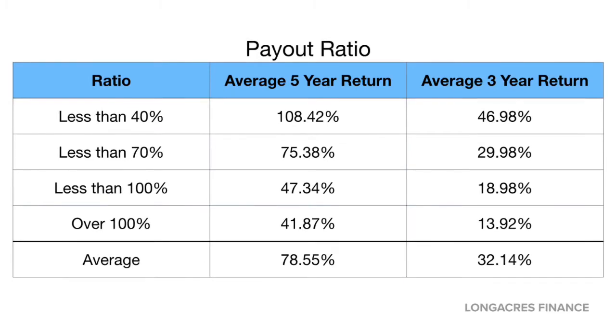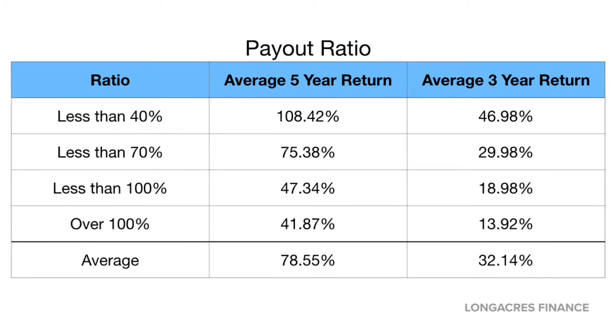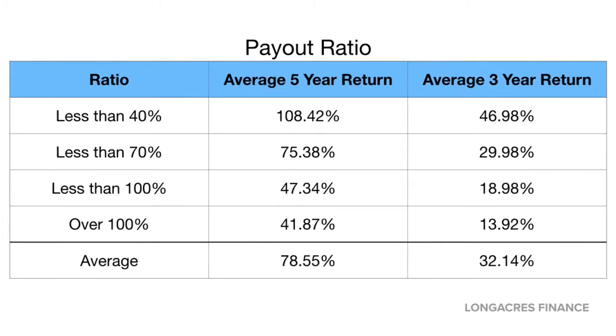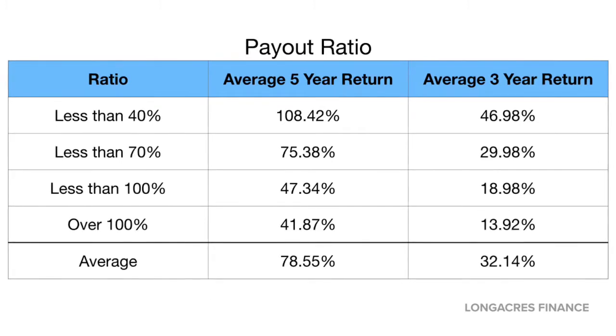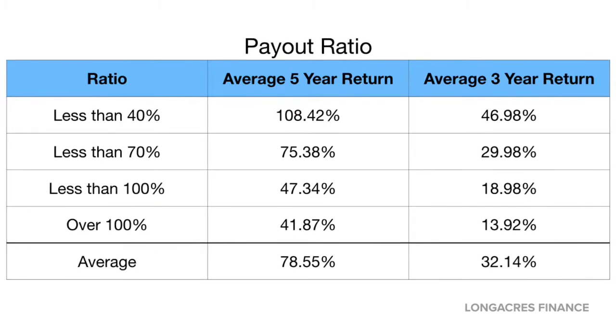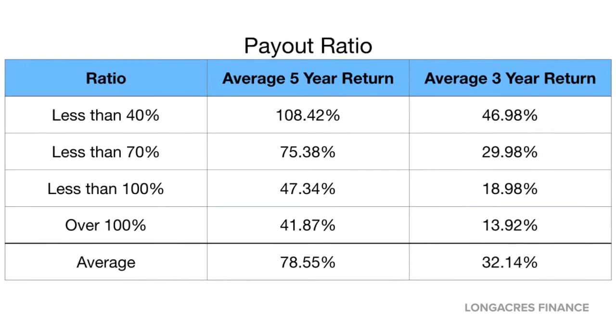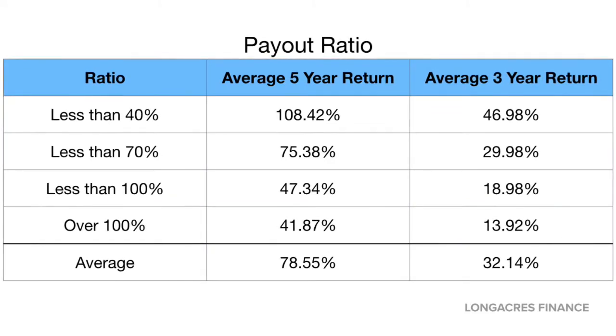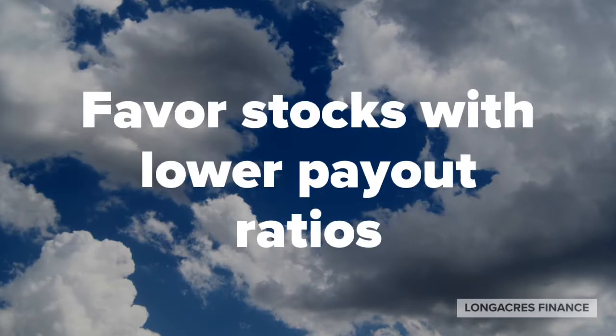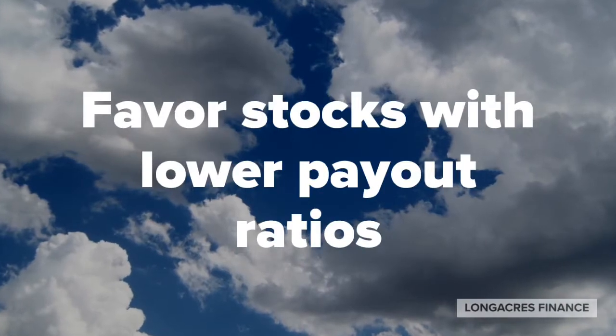As you can see in the table on your screen, stocks with a smaller payout ratio on average outperform stocks with larger payout ratios. Specifically, stocks with payout ratios below 40% on average significantly outperform the universe average. Stocks with payout ratios below 70% on average achieved about the same total returns as the universe average. And stocks with a payout ratio below 100% on average outperformed stocks with a payout ratio above 100%, but both came in significantly below the universe average. Based on this trend, I will want my final screener to favor stocks with a smaller payout ratio.